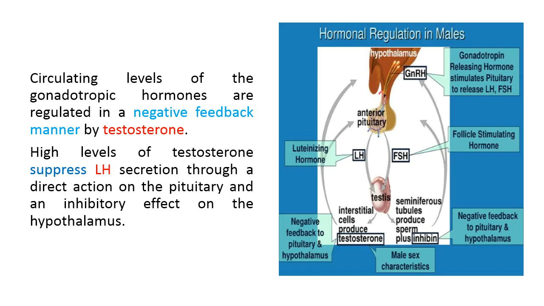Circulating levels of gonadotropic hormone are regulated, as you know from the previous lectures, in a negative feedback manner by the testosterone. High level of testosterone will suppress the LH, luteinizing hormone, secretion through a direct action on the pituitary and an inhibitory effect on the hypothalamus. A high level of testosterone will inhibit the production of LH through a direct action on the pituitary and the hypothalamus.